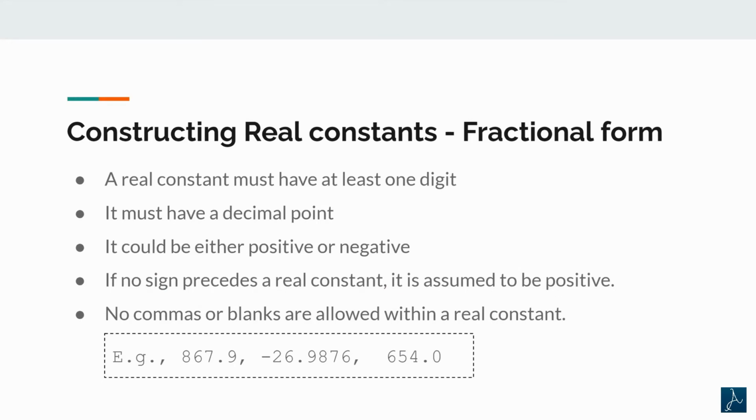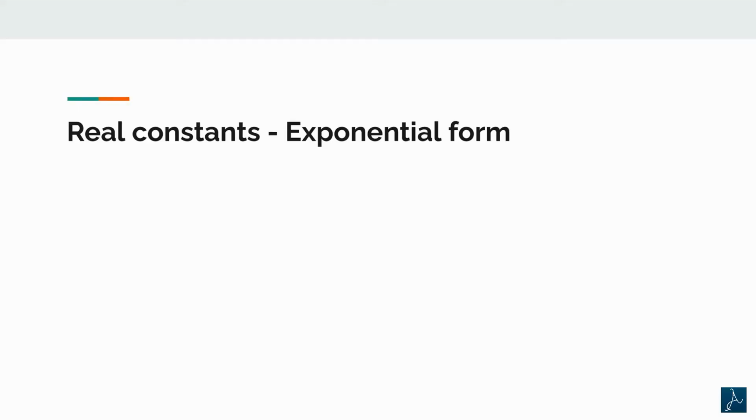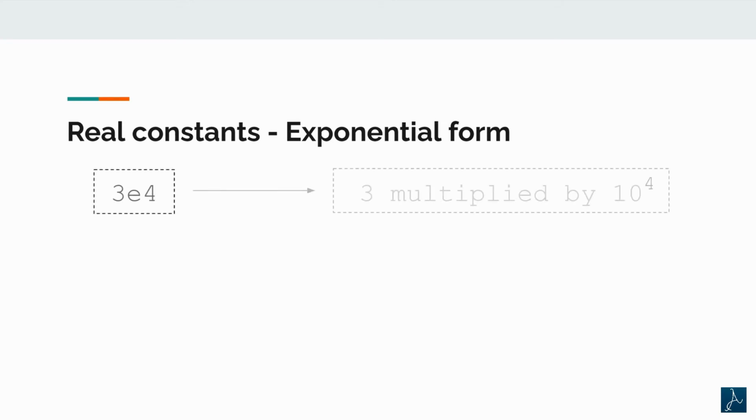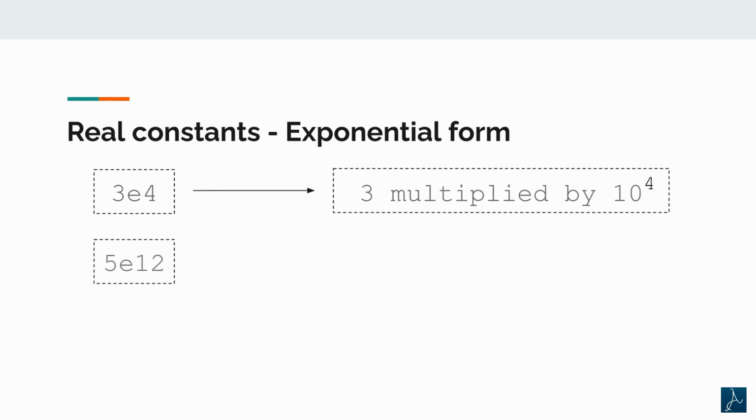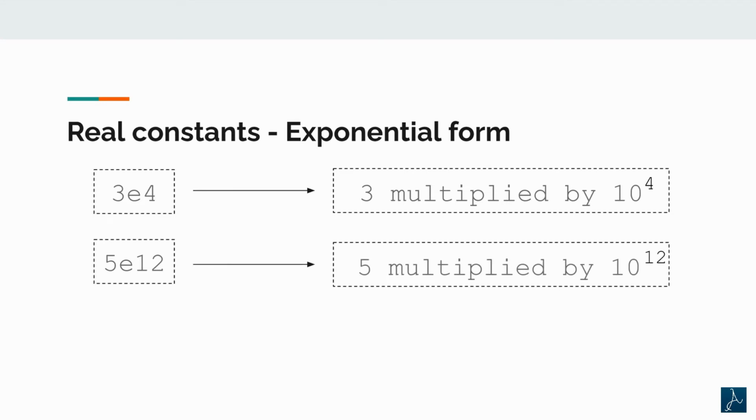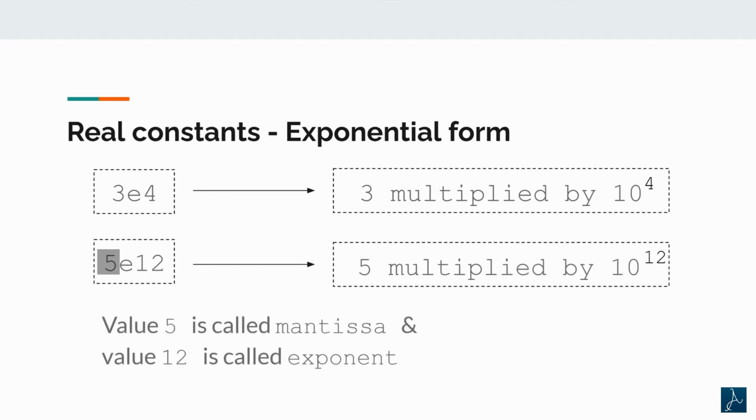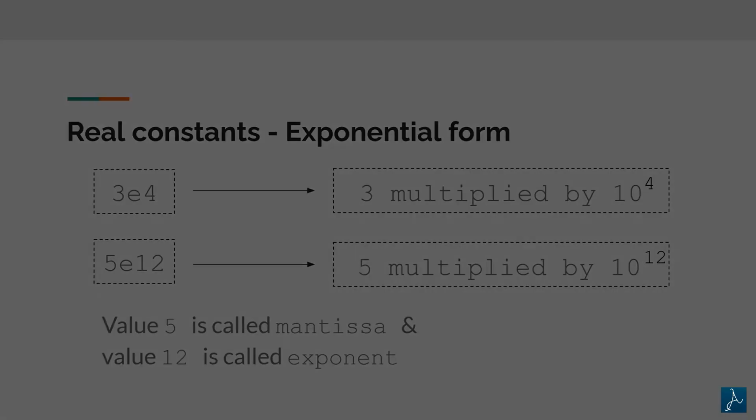There is one more way to construct a real constant, that is exponential form. Before going through the rules for constructing a real constant in exponential form, let's go through a couple of examples. Here is an example of a real constant in exponential form, 3e4. 3e4 is equivalent to 3 into 10 raised to 4. Let's have a look at another example, 5e12, which is equivalent to 5 into 10 raised to 12. Here, 5, which appears before the letter E, is called the mantissa part, and 12, which appears after the letter E, is called the exponent part.